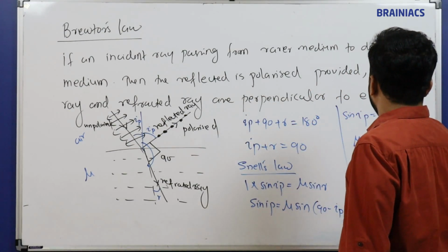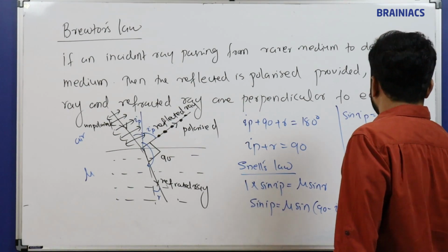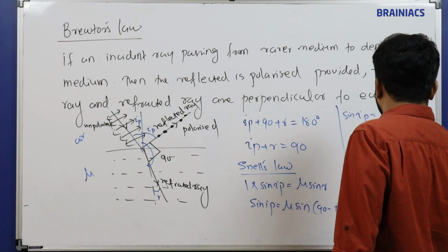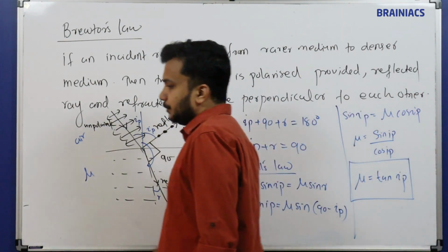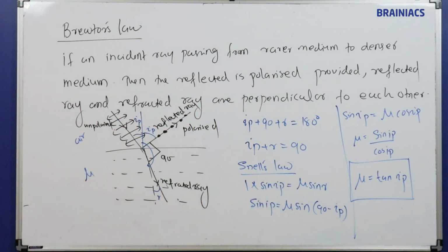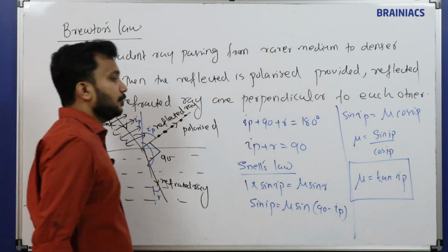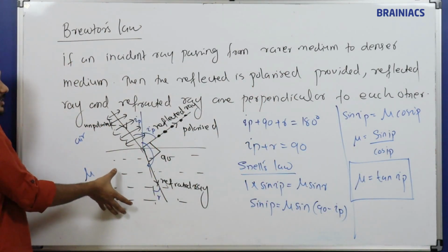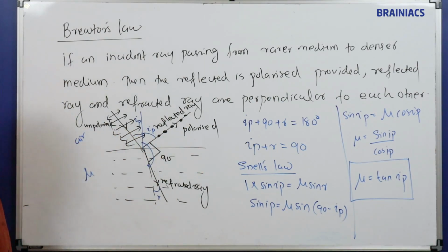So mu equal to what will come? Sin IP by cos IP. So mu equal to tan IP. So mu is the refractive index, and this is a very famous law, which is called Brewster's law. Mu, the refractive index of the denser medium, will be equal to tan of the angle of incidence. It is simple. Just directly we are applying the theorems and we got the equation for the same thing.